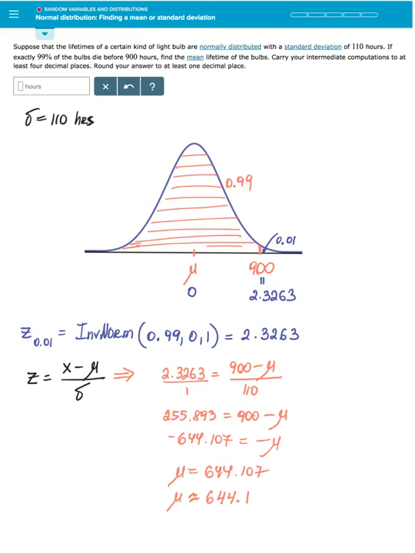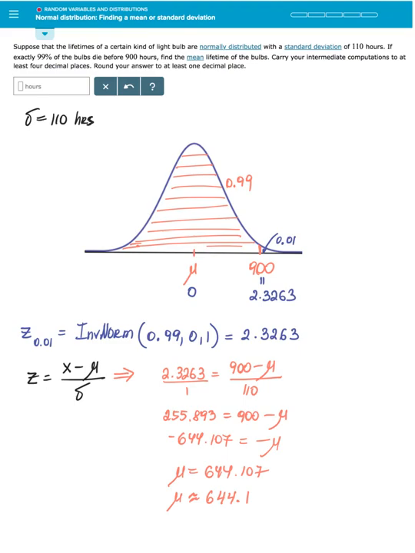Suppose that the lifetimes of a certain kind of light bulb are normally distributed with a standard deviation of 110 hours. If exactly 99% of the bulbs die before 900 hours, find the mean lifetime of the bulbs. Carry your intermediate computations to at least 4 decimal places. Round your answer to at least 1 decimal place. So let's take a look at what we know.